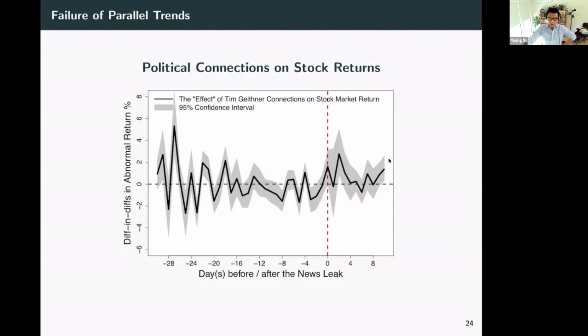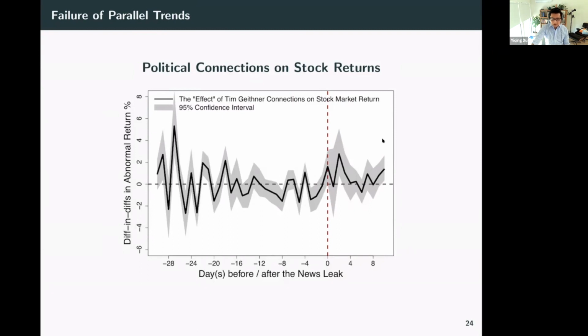Another one is again by Acemoglu and coauthors. They're looking at Tim Geithner connection on stock market return. The argument is that after the rumor that Tim Geithner would be appointed by Obama as Treasury Secretary, a lot of stocks for Wall Street banks increased because people interpreted this as a business-friendly appointment. But if you really look at data, they look at 10 days, as most event studies do.